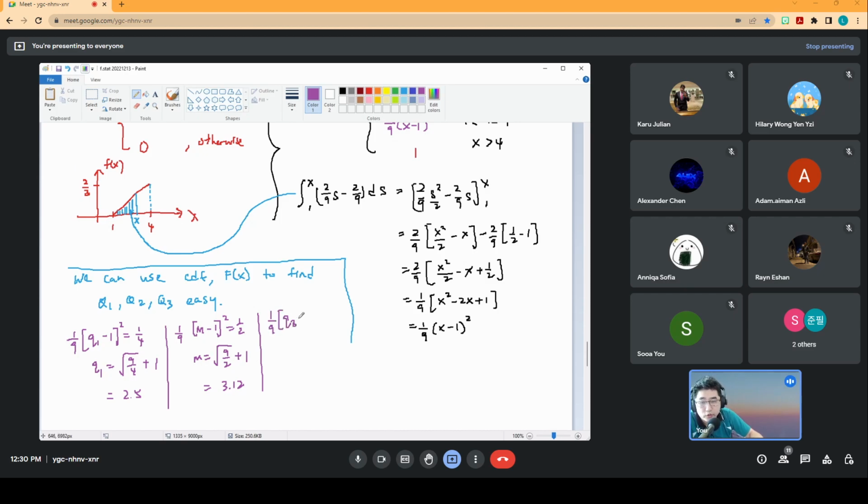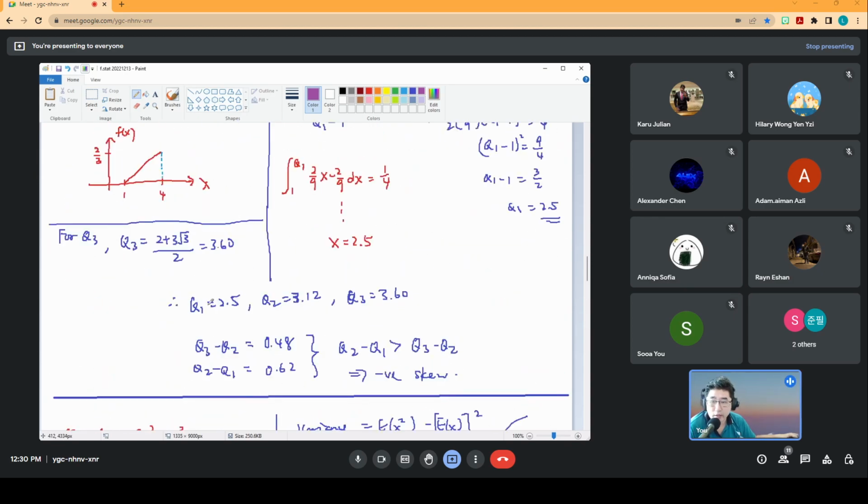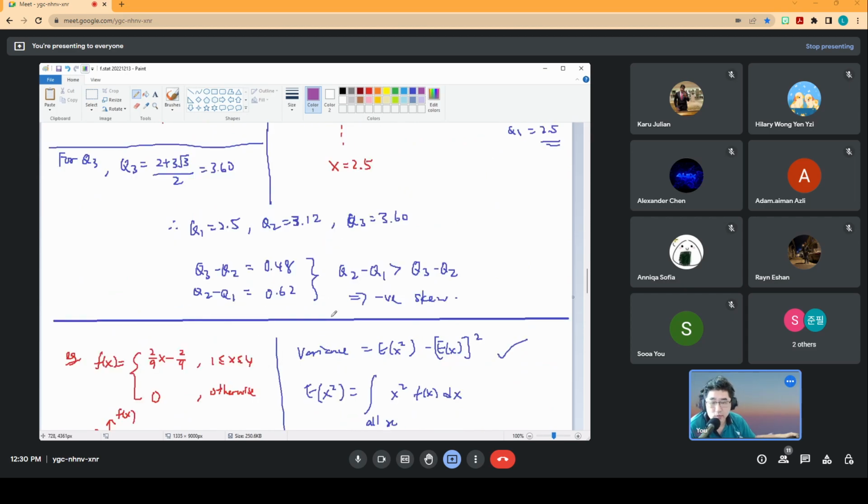And I also have 1 over 9. Okay, if I put Q3 here, (Q3 minus 1) squared equals 3 over 4. So I have Q3 equals the square root of 27 over 4, plus 1. So 27 divided by 4, square root, answer plus 1. So I will have 3.60. So you will see that I have the answers 2.5, 3.12, 3.60, which is exactly the same as here.